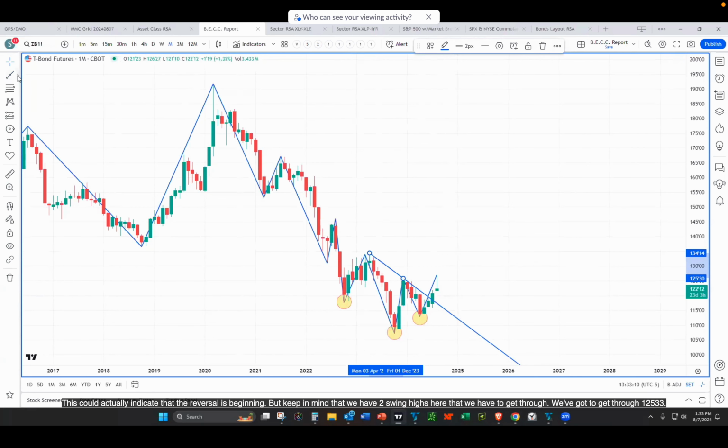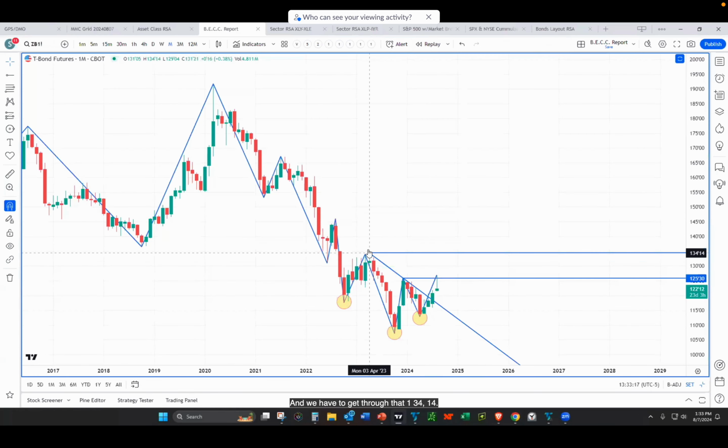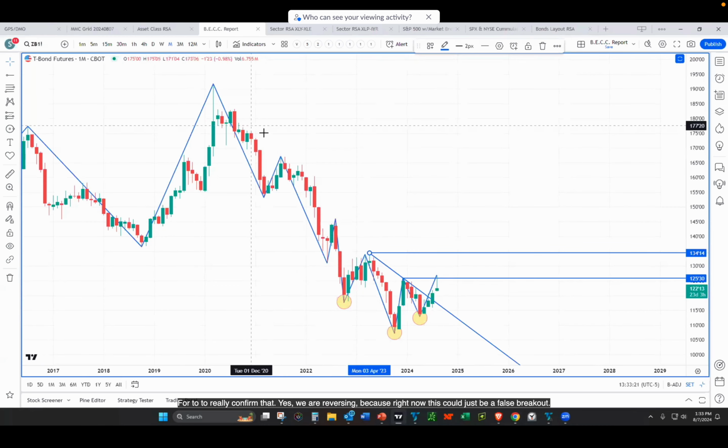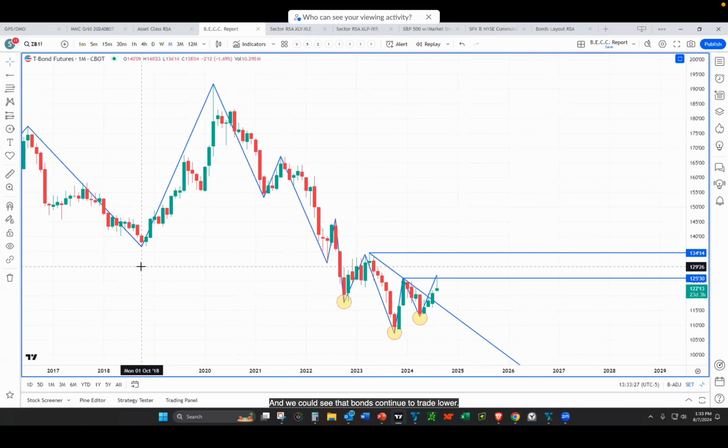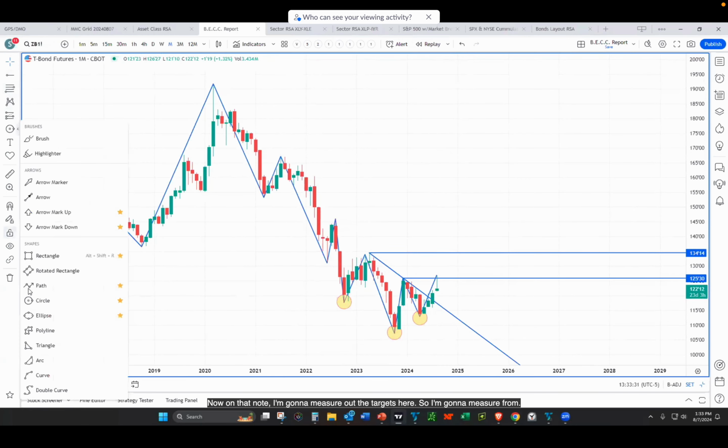But keep in mind that we have two swing highs here that we have to get through. We've got to get through 125.33, and we have to get through that 134.14 to really confirm that, yes, we are reversing. Because right now, this could just be a false breakout, and we could see bonds continue to trade lower.